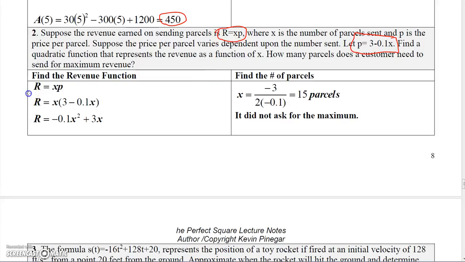Well, revenue is X times P. So we can take X times the price formula, and then if I distribute the X, I get revenue as minus 0.1x squared plus 3x. Now, this is a quadratic function that opens down, so it's going to have a maximum. So B is 3, A is negative 0.1, so I can do minus B over 2A, and I plug that into the calculator, and I got 15 parcels. So this one just asked for the number of parcels. It didn't actually ask for the maximum, but if you want to know the maximum revenue, just plug 15 into this revenue function for X.